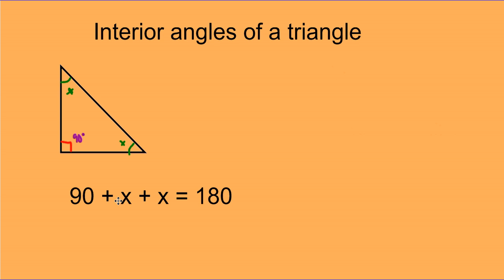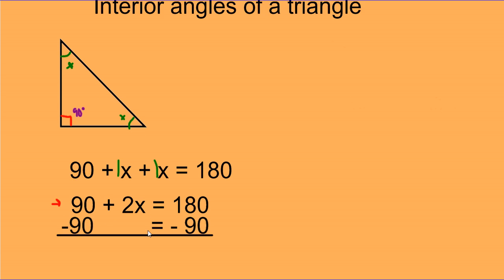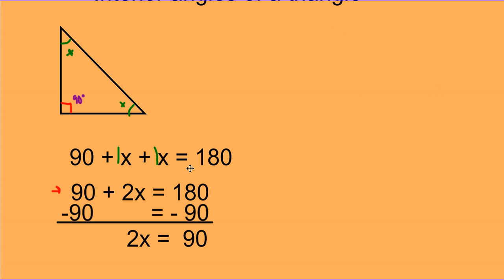First, we want to combine our two variable terms here, and we have to realize that the coefficient in front of that variable term is 1: 1x plus 1x. And 1 plus 1, when you add the coefficients, is equal to 2x. The next step would be to subtract the constant in this equation. So we want to get rid of this so we can isolate our variable. When we subtract the 90, we're left with 2x is equal to 90. We subtracted it from both sides. That's the subtraction property of equality.